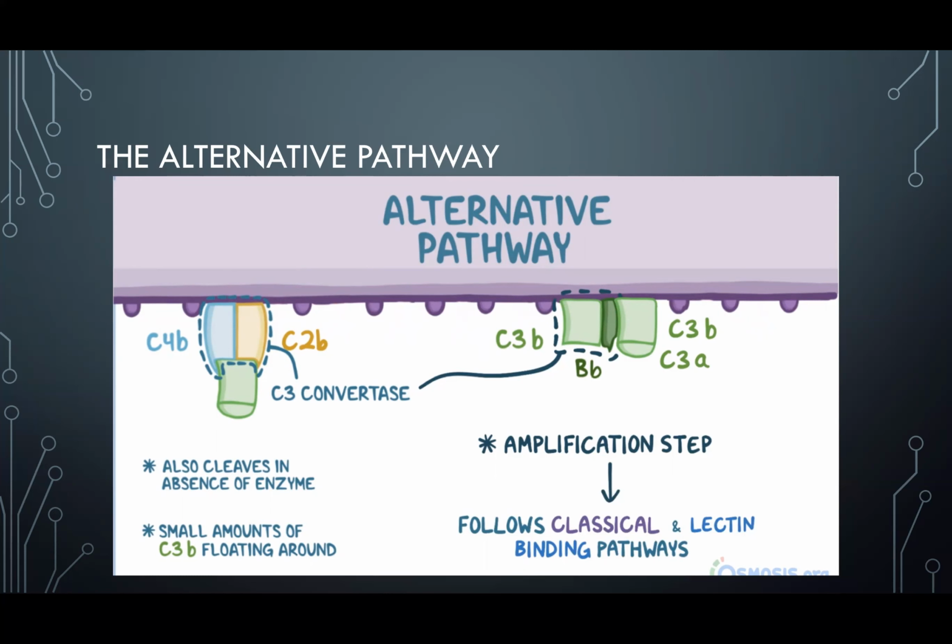C3b binds onto the microbe and the Bb fragment binds to form the C3Bb complex. This acts instead as the C3 convertase enzyme. Then the rest of the pathway follows the same as the classical and lectin binding pathways. Here we've illustrated this first different step on the screen.